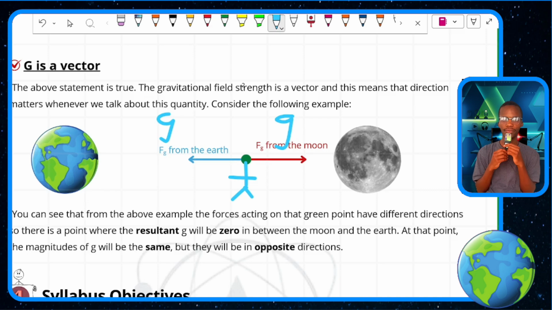And it's also important for you to understand how to sketch a graph for acceleration due to gravity. But overall, I hope this video was helpful and it opened your mind about a lot of assumptions that you were making when it came to acceleration due to gravity.